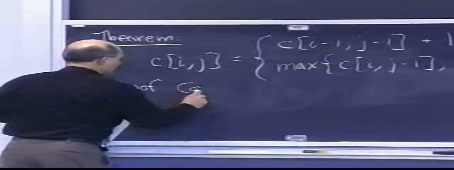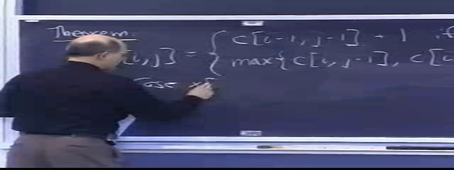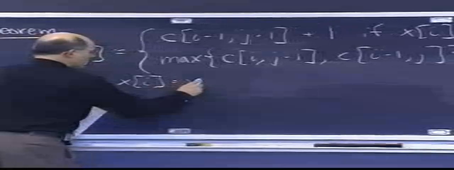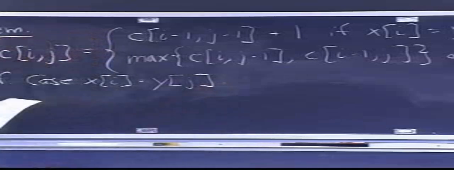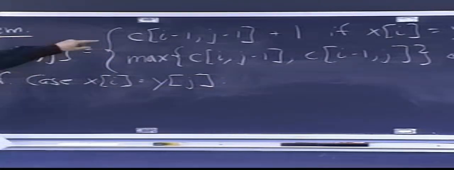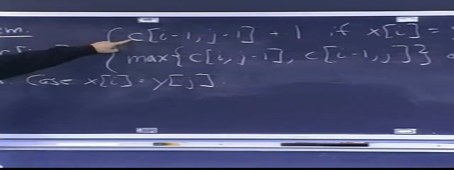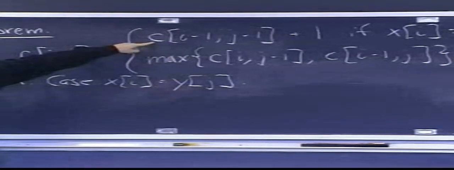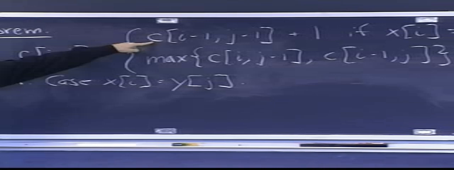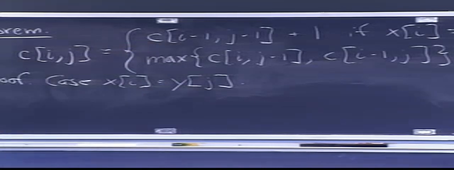We start with the case when x of i equals y of j. So that's this case here. I want to prove that C of i j, if x of i equals y of j, then this is the formula that applies. So let's take a look at that. Let me draw a picture. So here I have x.